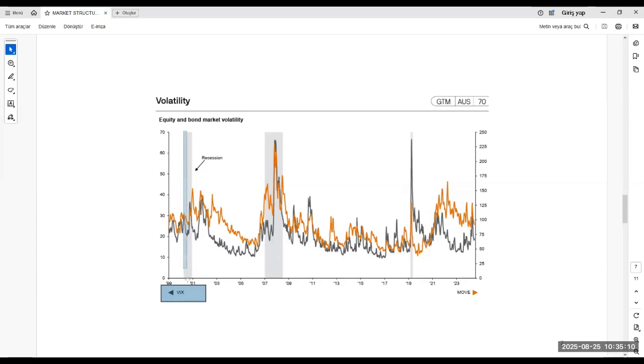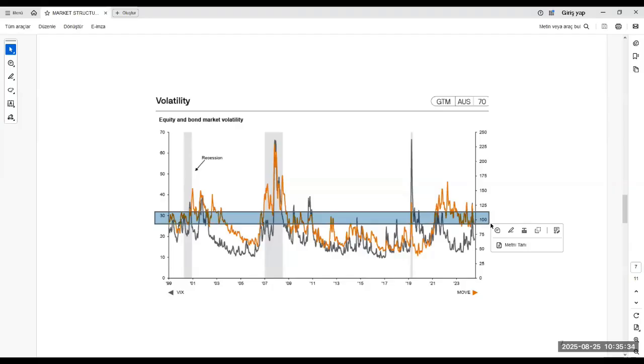In the recessions, please take a look here again: the dot-com crisis, the global financial crisis, and the COVID-19 crisis. If there is a recession, if there is a crisis in the economy, volatility and the fear index go up. Fear is increasing, as you see here. Normally, the threshold value for the VIX index is 30. If the VIX index is higher than 30, ladies and gentlemen, this means there is a real decrease in risk appetite and an increase in fear around the world. You should keep this in mind.